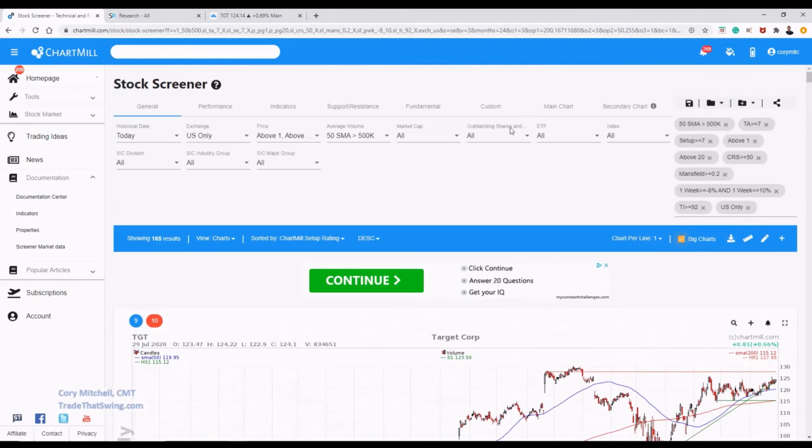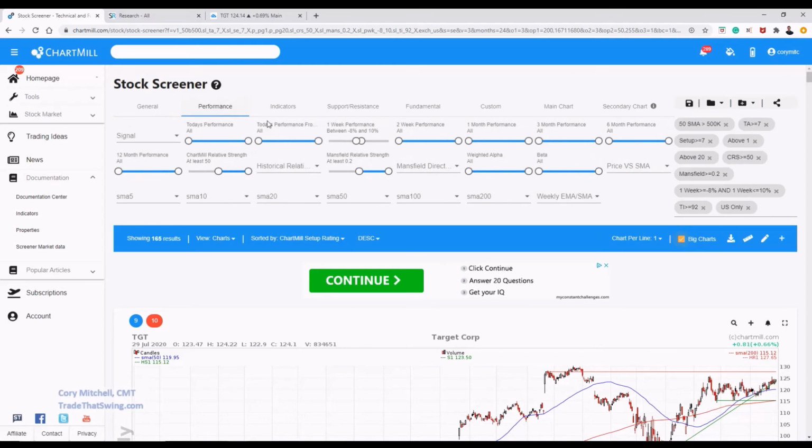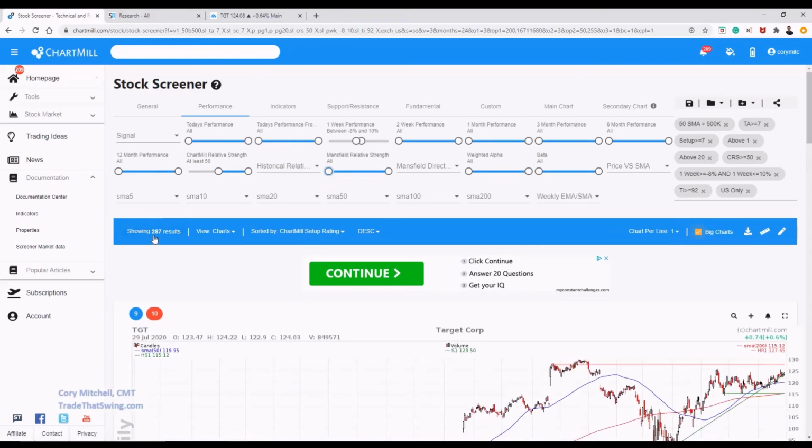So I can't remember how many were on this list, about 165. You could potentially filter it down some more. I'll show you what I have used to filter it down. Relative strength, I think if we put this down to 0, it goes up to 287.